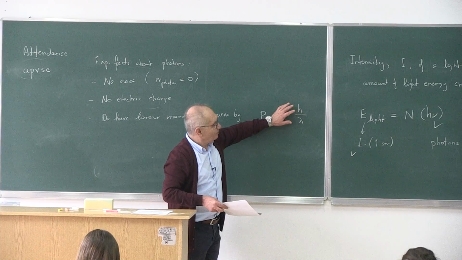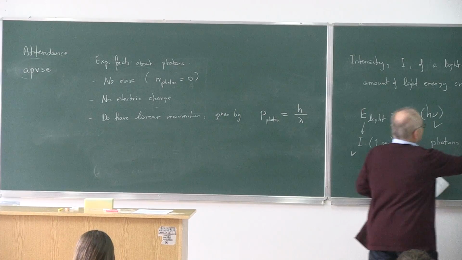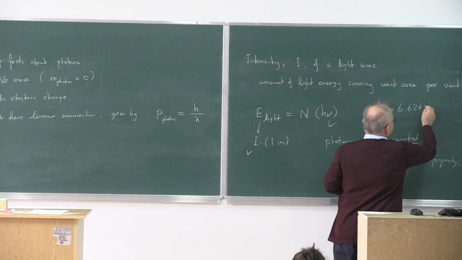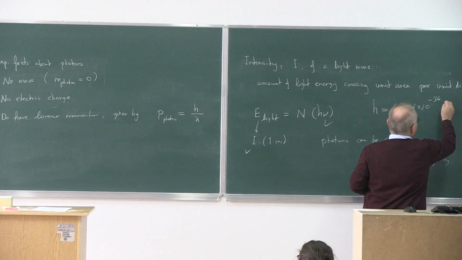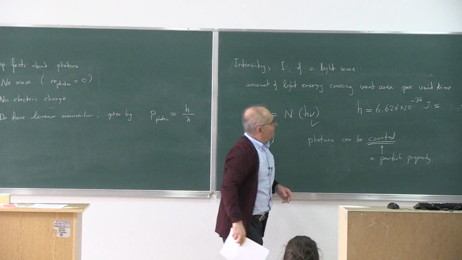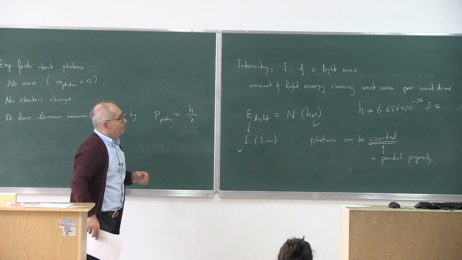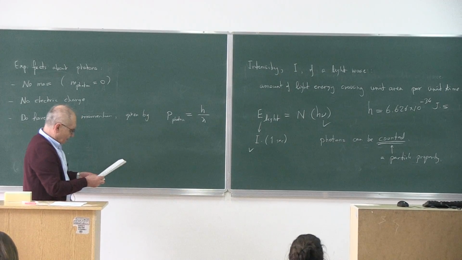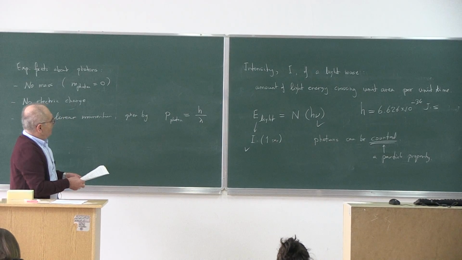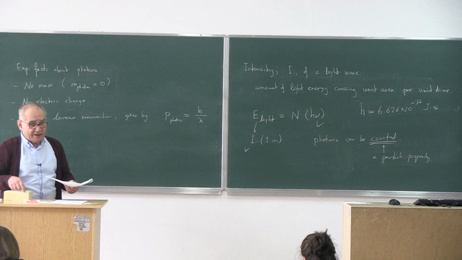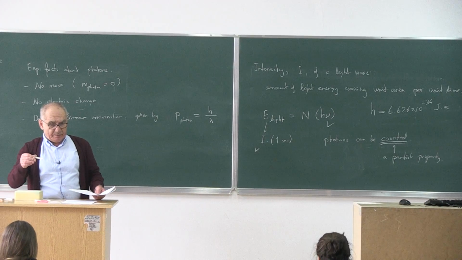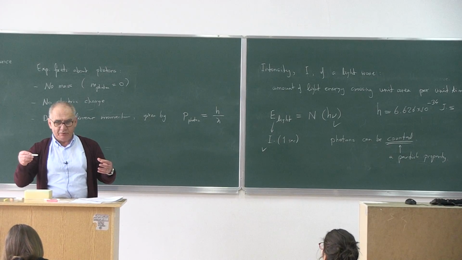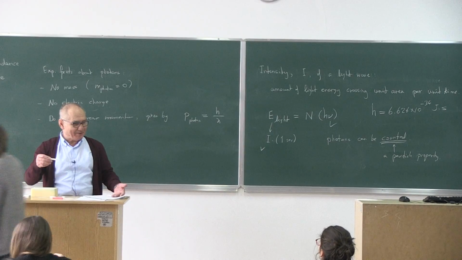So h is the Planck's constant. I forgot to give you: Planck's constant is this value in SI units. It's a universal constant. This means that light can be used in collision experiments.